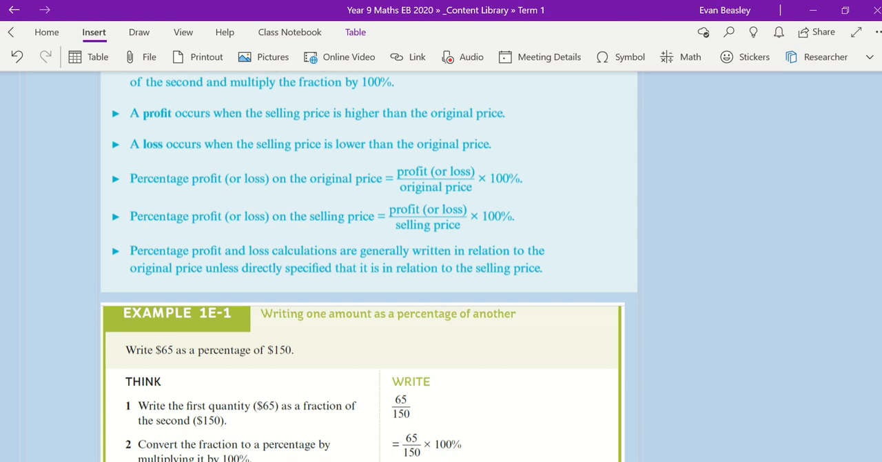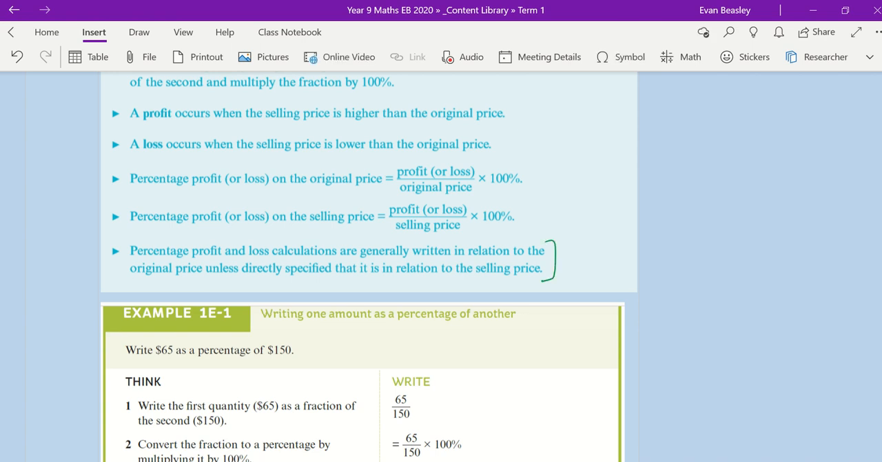Now, very rarely you'll get asked for a percentage profit or loss on the selling price. In fact, this is the first textbook I've seen ask you to do it. So you won't see this one a whole lot. Particularly, I want you to focus on this one: the percentage profit or loss on the original price equals the profit or loss divided by the original price times 100%.